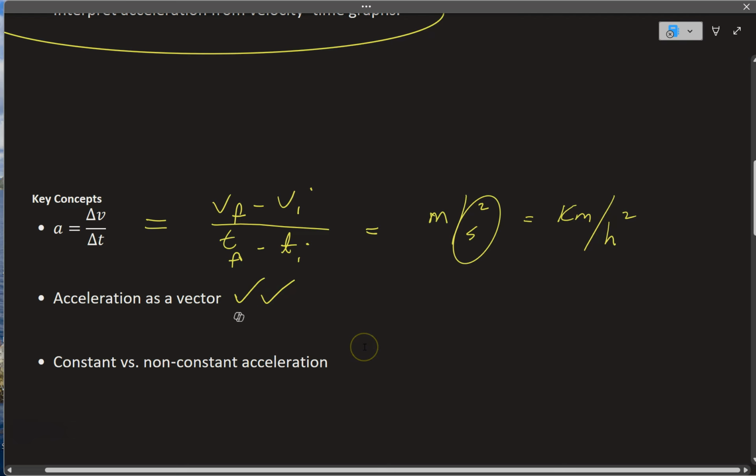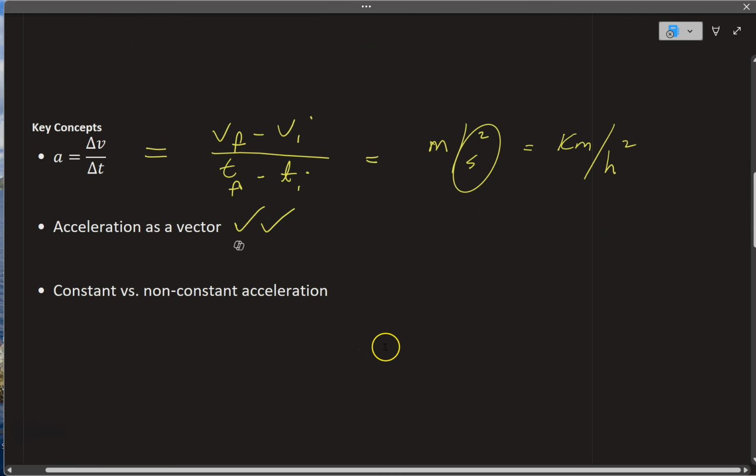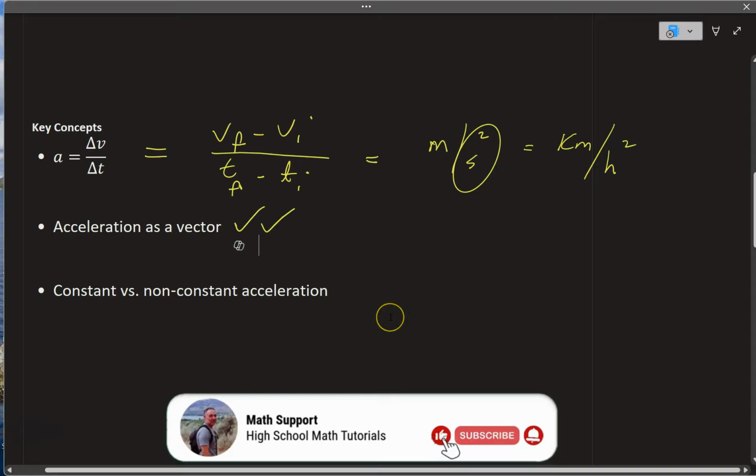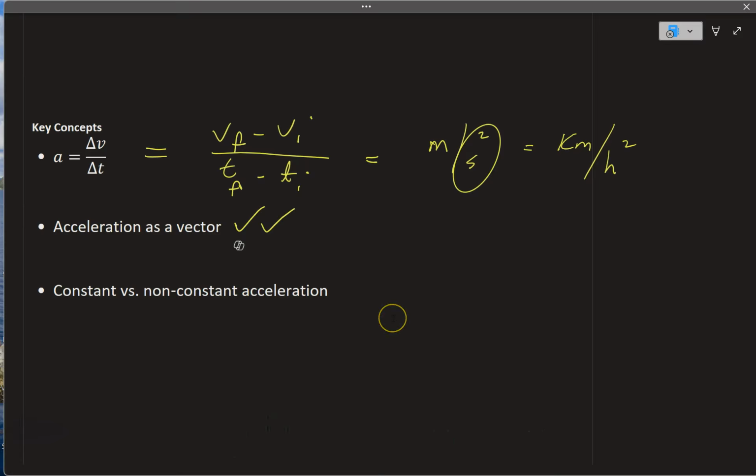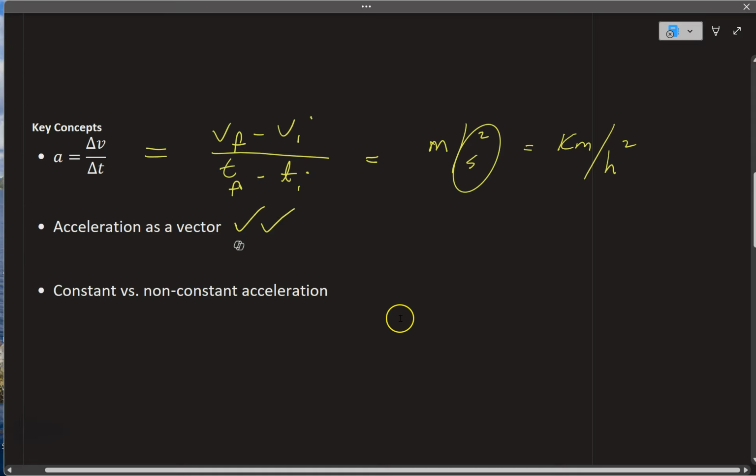And then the last piece is that we have constant acceleration and non-constant acceleration. They call it uniform acceleration in most cases. Uniform acceleration means that it is accelerating uniformly. It's not going up and down. It's constant acceleration. And non-constant acceleration is that it changes, of course. All right, that's what that is.